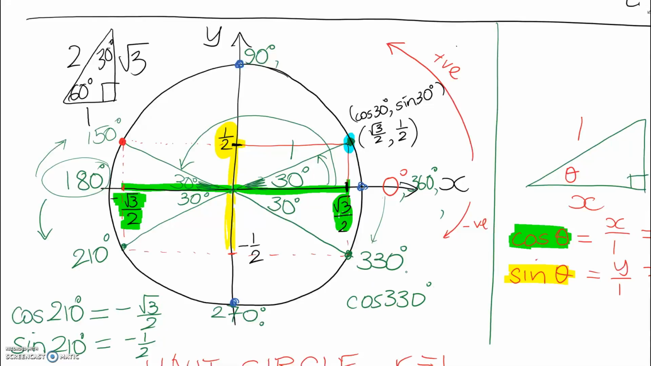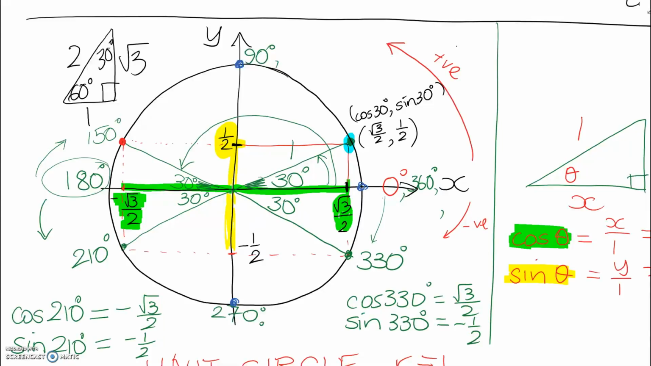So what can we say that cos 330 is? Well, it's the x-coordinate, isn't it? That's actually root 3 on 2. And what's sine 330? Well, that's the y-coordinate. And here it is, minus a half.